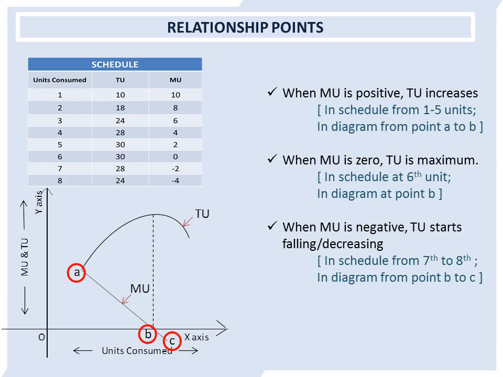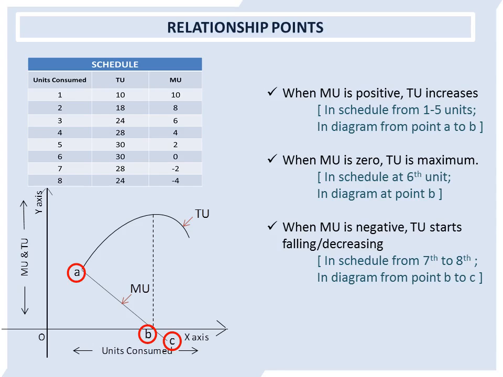So the first point says when MU is positive, TU increases. Now look at the schedule from 1st to 5th unit. MU is positive from 10 to 2 and TU is increasing from 10 to 30. And in the diagram from point A to B, can you see that? Yeah, mark the points. Next point in the relationship: when MU is 0, TU is maximum. In the schedule at the 6th unit you can see that, and in the diagram at point B you can see that.